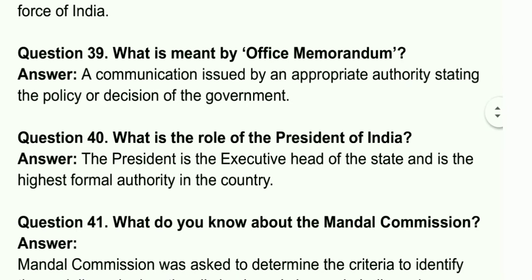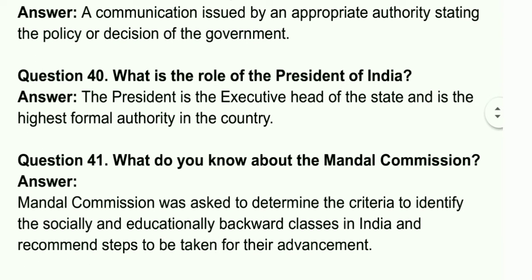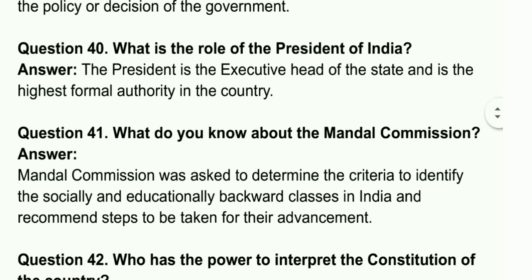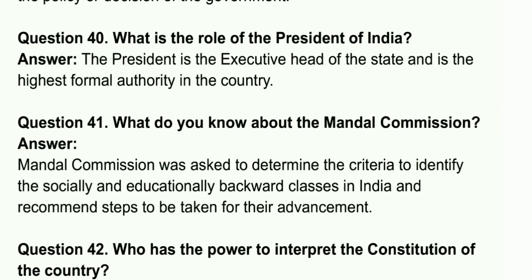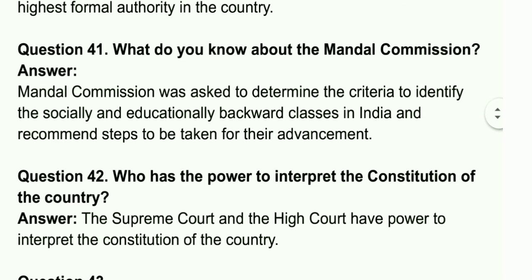Next question: what is meant by office memorandum? Answer: a communication issued by an appropriate authority stating the policy or decision of the government. Next question: what is the role of the President of India? Answer: the President is the executive head of the state and is the highest formal authority in the country. Next question: what do you know about the Mandal Commission?